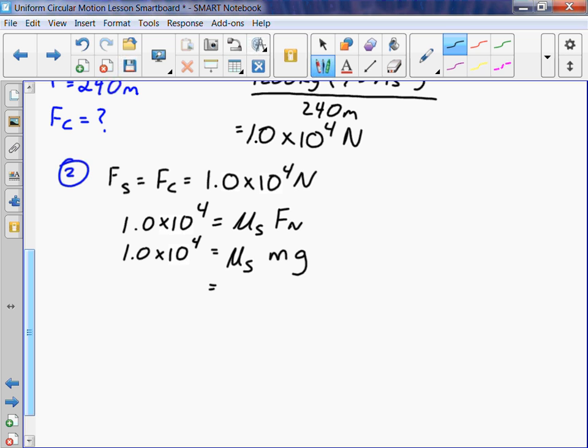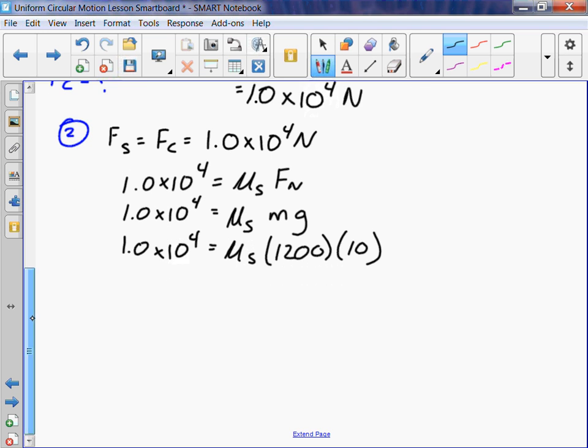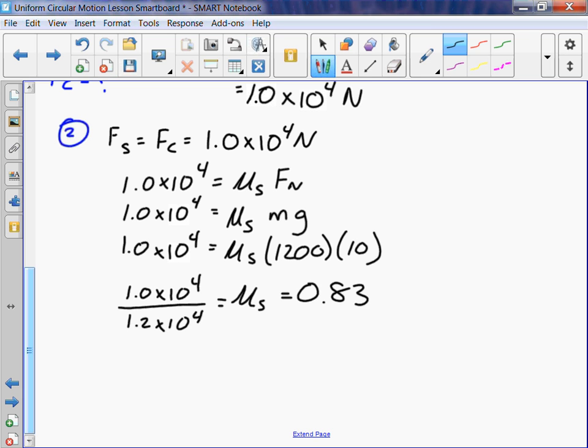And the mass is 1,200 kilograms. This is the coefficient of static friction. So we got 10,000 divided by 12,000. That's 0.8333. So 0.83.